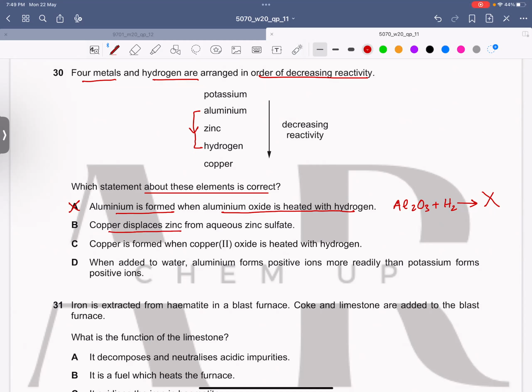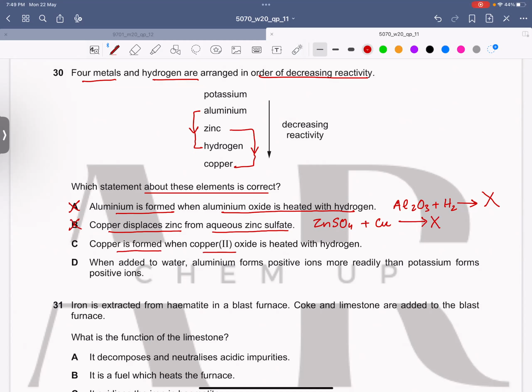Copper displaces zinc from aqueous zinc sulfate. So it means I have zinc sulfate and I am adding copper. So if you see, copper is below. So does copper displace the zinc from zinc sulfate? No. Again, no reaction would occur. So B is also wrong.